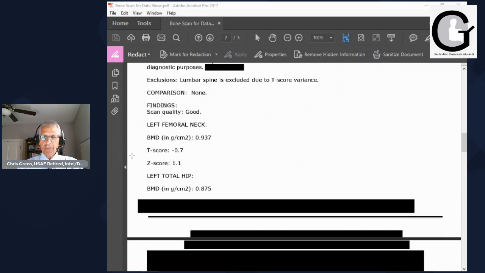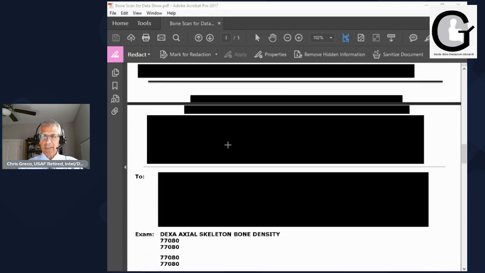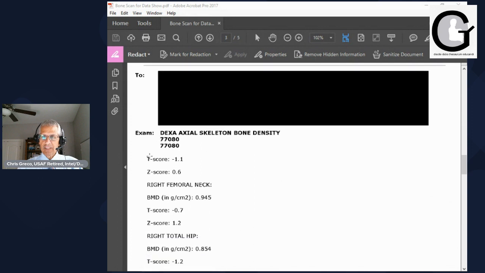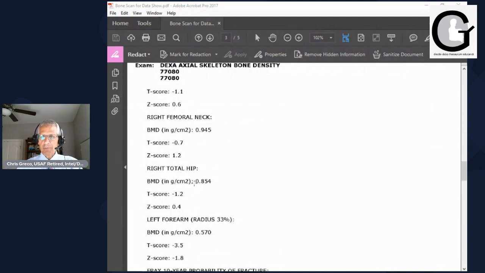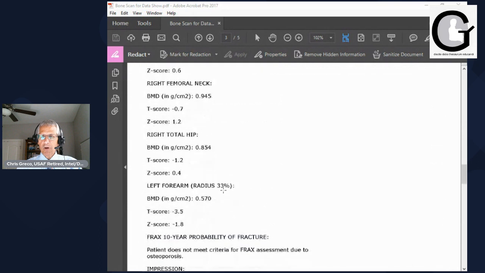So that's your left femoral neck. This is your left total hip, and that goes into that area. T-score, negative 1.1, Z-score, 0.6, right femoral neck, negative 0.7, 1.2, right total hip, negative 1.2, 0.4. Then we did this one. It's a T-score of negative 3.5 in your left forearm, right?